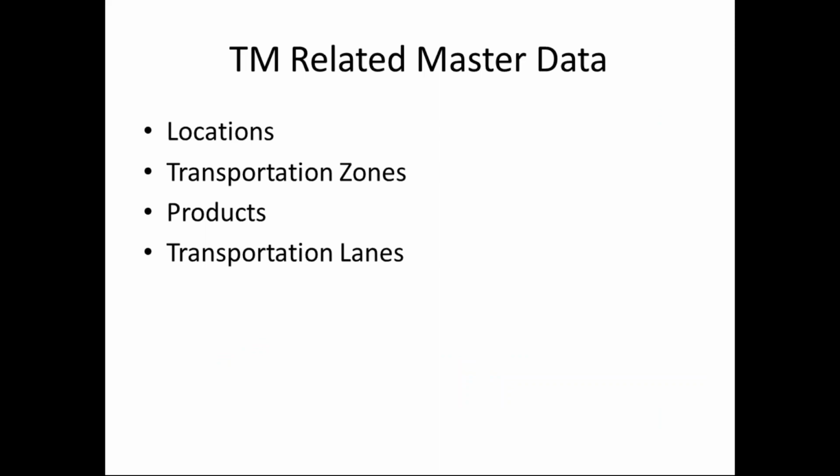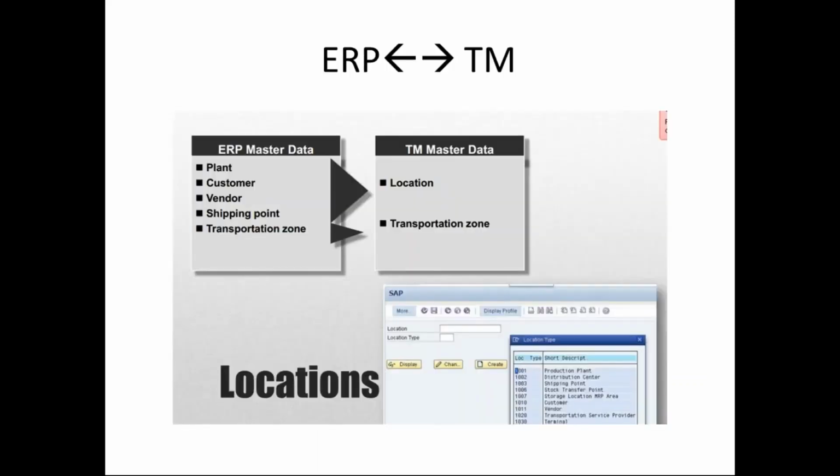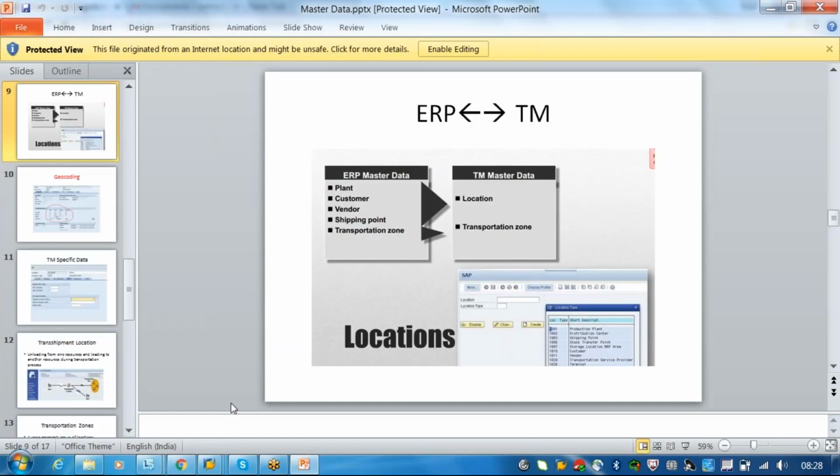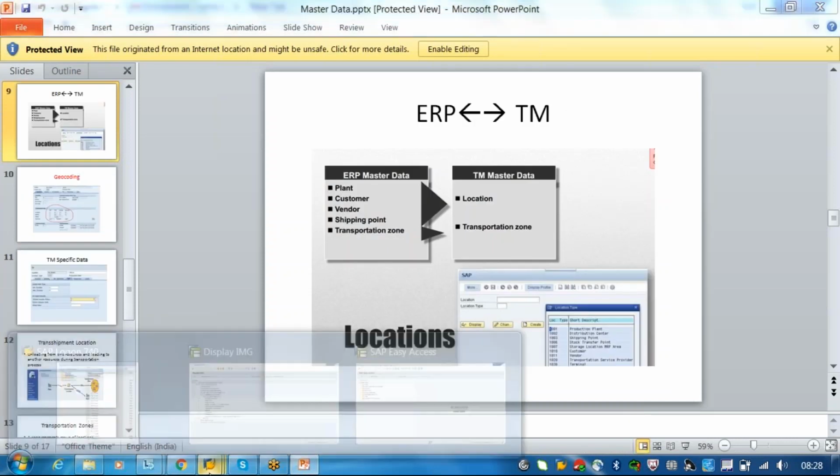Okay, the TM-related master data are locations, transportation zones, products, and transportation lanes. When you transfer master data from R3 to TM, we transfer the plant, customer, shipping point, vendor, and transportation zone. When you transfer the plant, customer, vendor, and shipping point, they come and hit the TM as a location. I told you, right? Now we are going to see how it comes and hits here. We'll just create one data here.